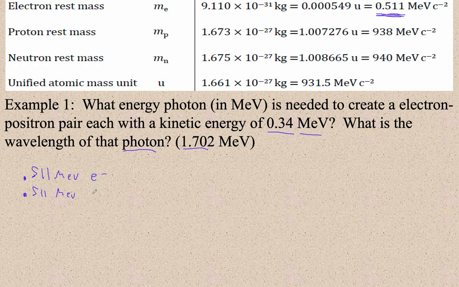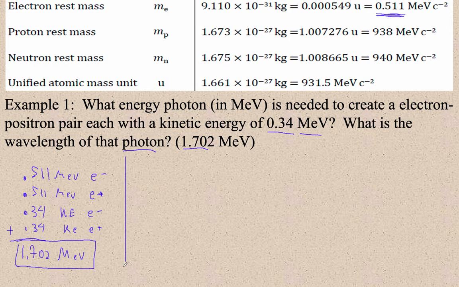So here's our E minus, here's our E plus. That's a positron there, right? And then they each have to have the same kinetic energy, otherwise momentum would not be conserved. So 0.34 and 0.34, the kinetic energy for the electron and for the positron. Now, this is very complicated. I must add those together. No matrices required for this. So 0.511 plus 0.511 plus 2 times 0.34 is 1.702 million electron volts. That's the energy that photon must possess.